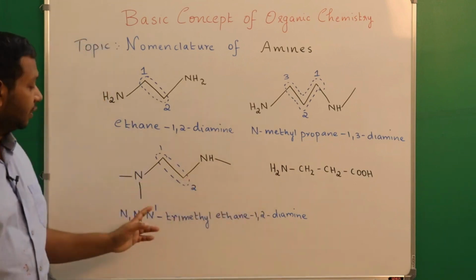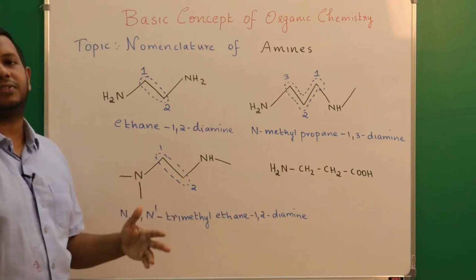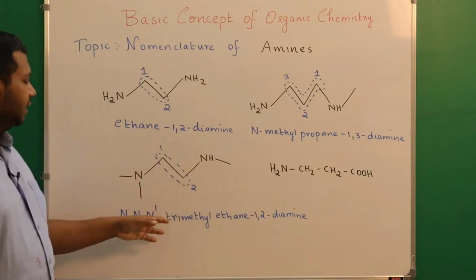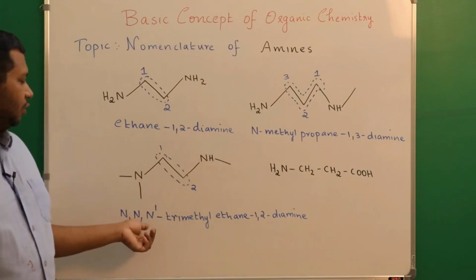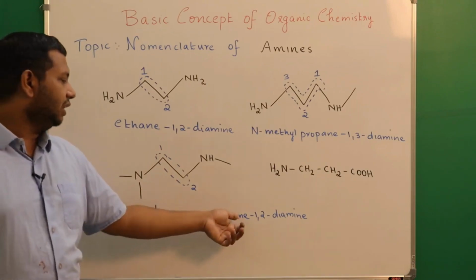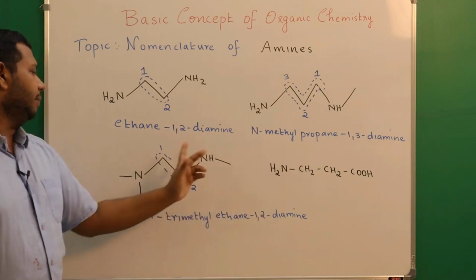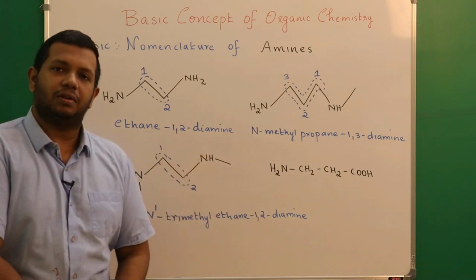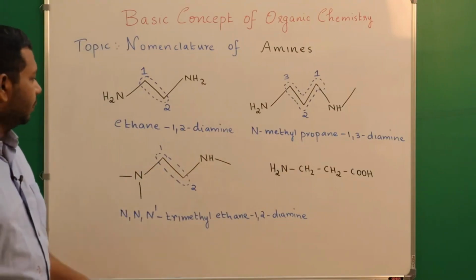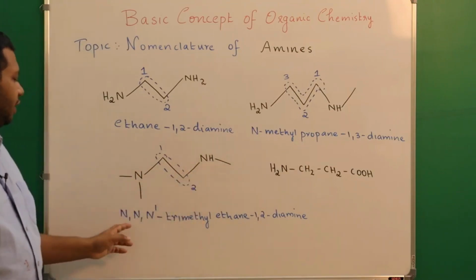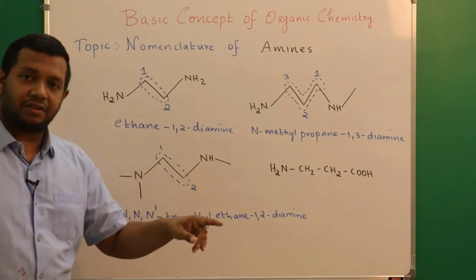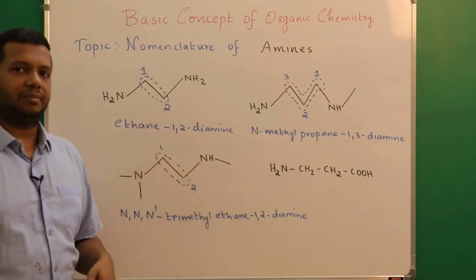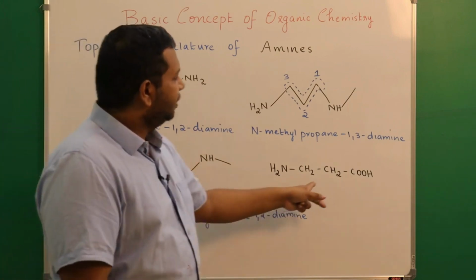Some students will say, sir, whether I need to put N dash first or N first. Both are correct. You can keep either N dash first or N first. There is no much difference. So N, N dash trimethyl ethane 1, 2 diamine is the correct answer. Understood? Now suppose this is ethyl, means what you need to do? N, N dimethyl hyphen N dash ethyl, then only it will come. Understood? Now let's see the other question.